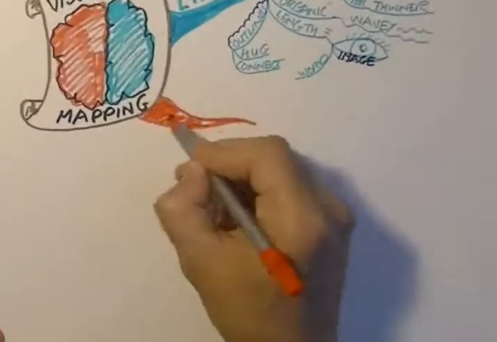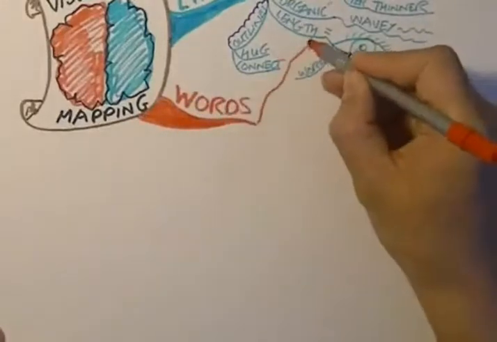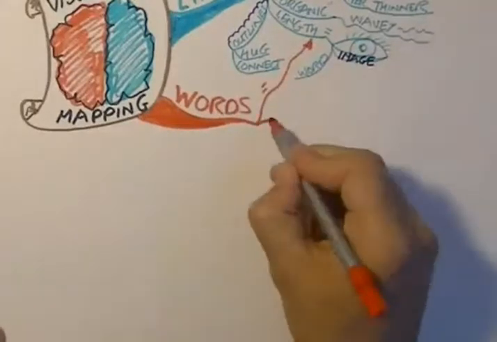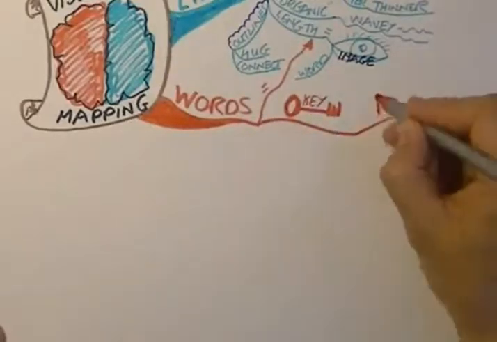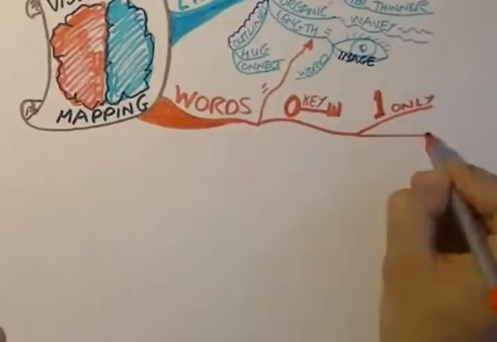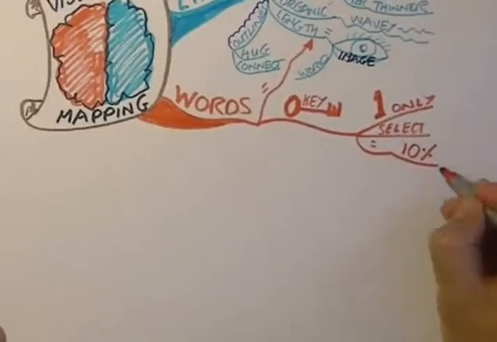This topic is all about using words. As I mentioned before, they should fit the length of the line, and they should ideally be keywords. 1 word only per line. So if you're taking notes from written material, approximately 10% of the words in that written material will be keywords.